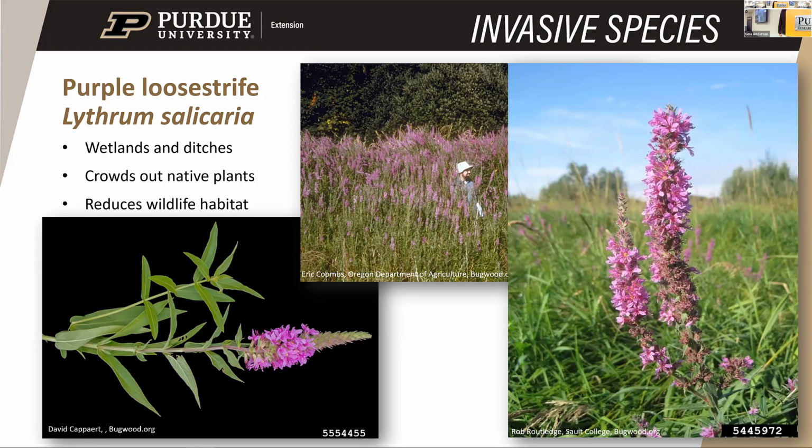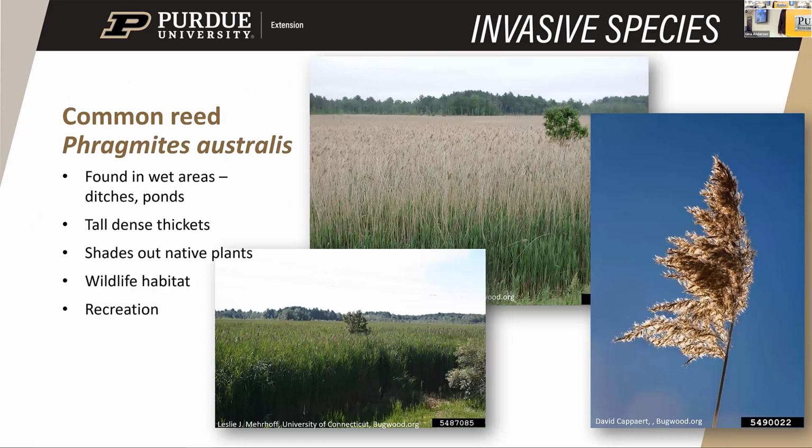Okay. Our next one is common reed. This is another one found in wet areas, ditches, and ponds. It creates very dense thickets. It's a perennial grass that's native to Europe and Asia. There is a native variety of this plant that does not become invasive. Okay, but they don't tell me what the native variety is. They just say that there is one that's not.